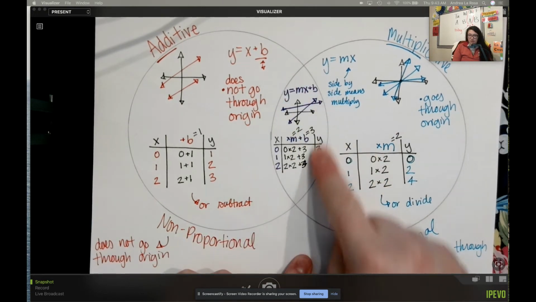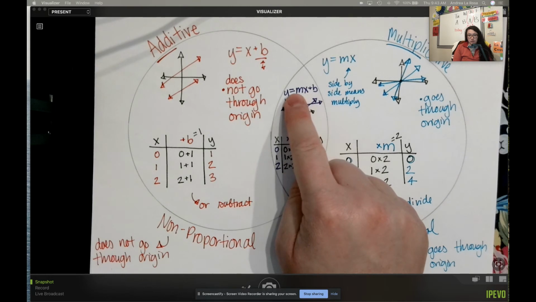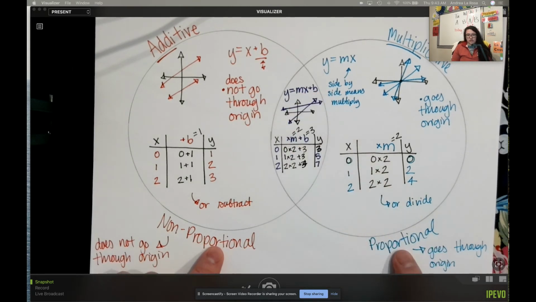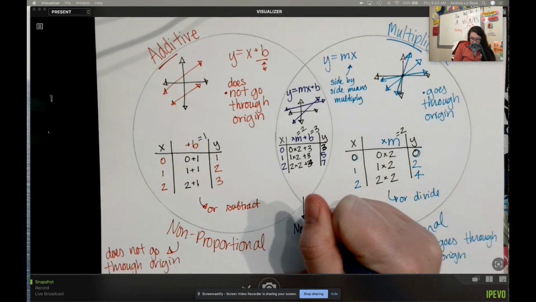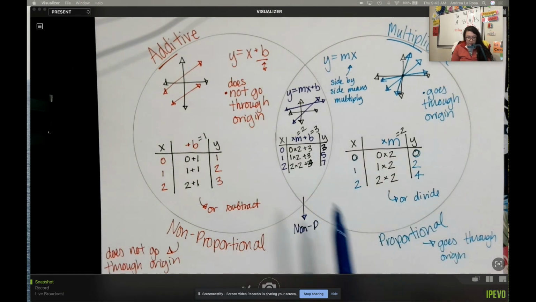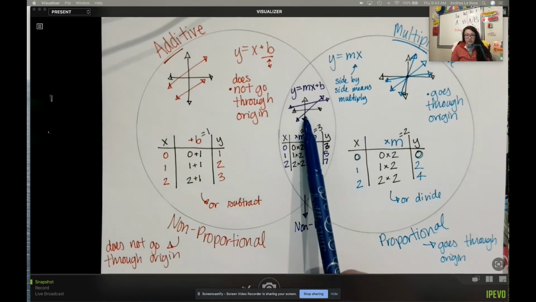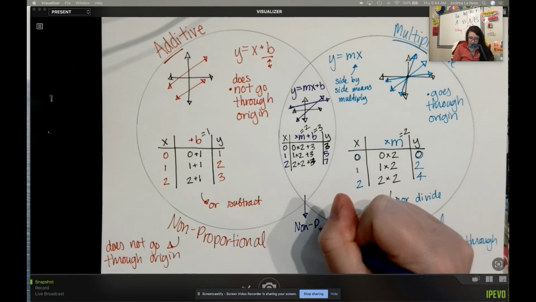Again, we're going to come back. We're going to keep talking about this. But if I see an equation in the form y equals mx plus b, thinking about these words, is it going to be proportional or non-proportional? It's going to be non-proportional because remember, it does not go through the origin. We see our lines are above and below the line, but never through the origin if it's non-proportional. Non-proportional.